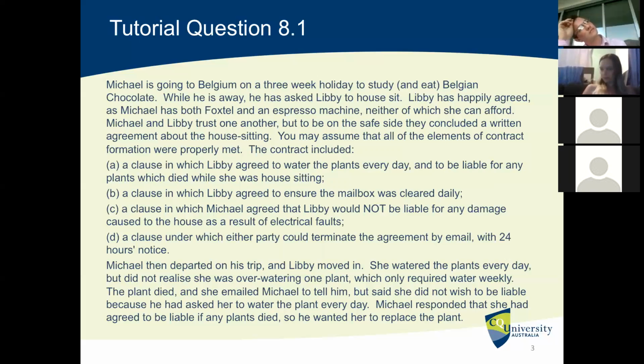Michael then departed on his trip and Libby moved in. She watered the plants every day but did not realise she was overwatering one plant, which only required water weekly. The plant died and she emailed Michael to tell him, but said she did not wish to be liable because he had asked her to water the plant every day. Michael responded that she had agreed to be liable if any plants died, so he wanted her to replace the plant.